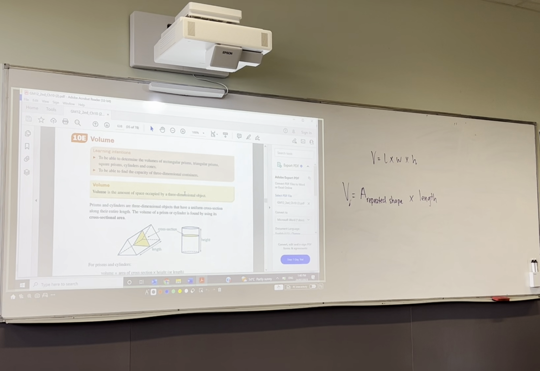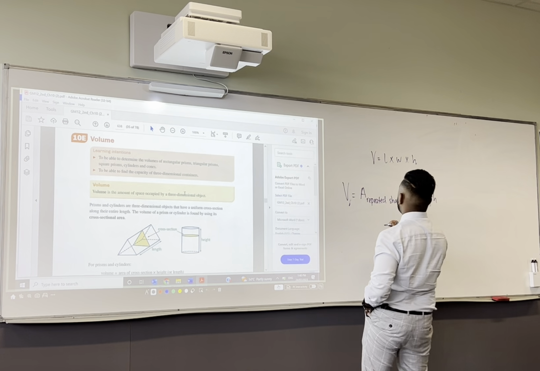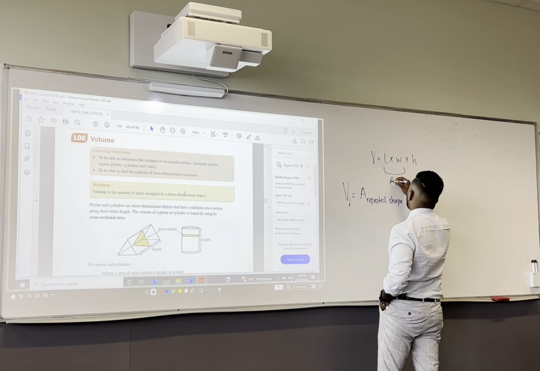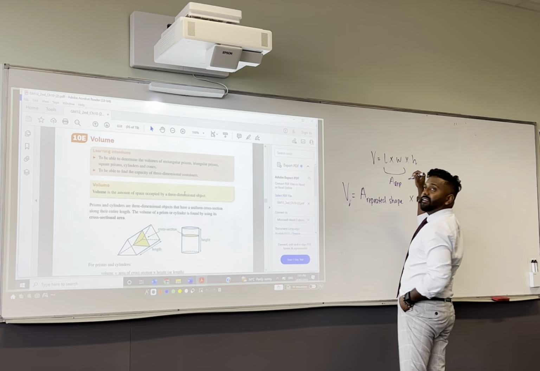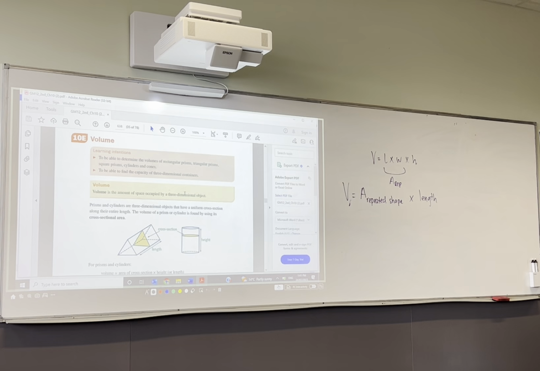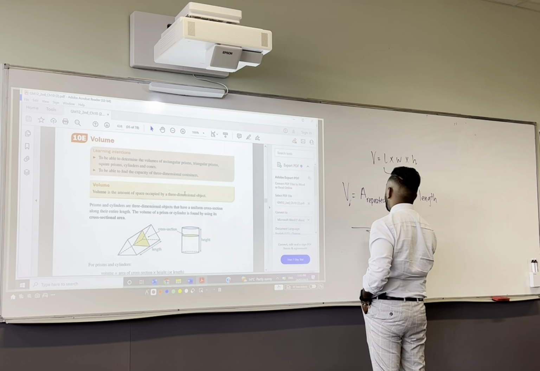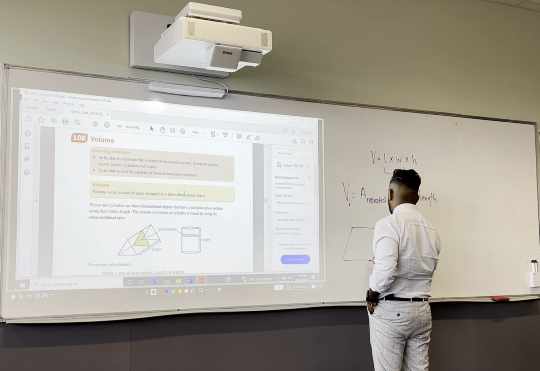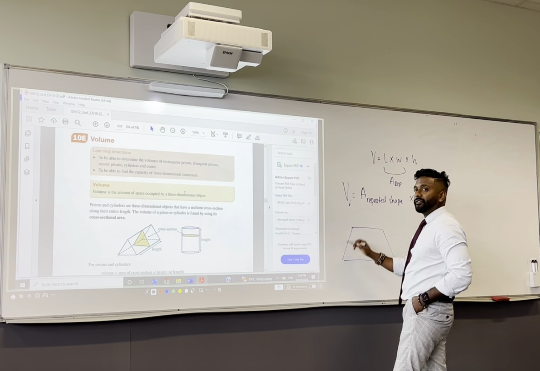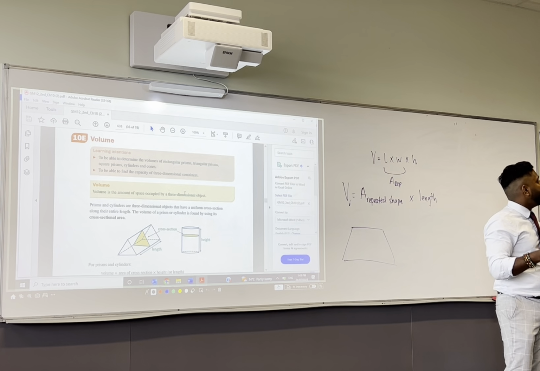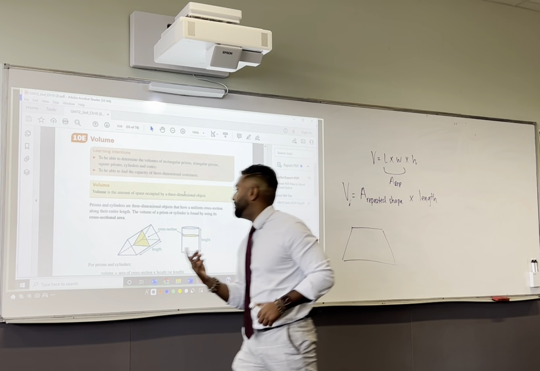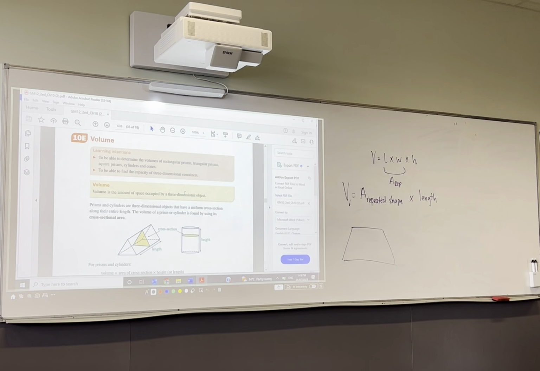So you got here, the area of the repeated shape. This is basically it. Area of the repeated shape. What's the repeated shape? The rectangle. You might get something like this, for example, a trapezium the whole way through. That means you have to find out the area of a trapezium. Okay? So now let's go through this question.